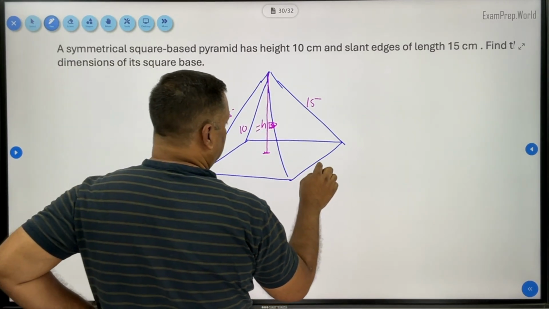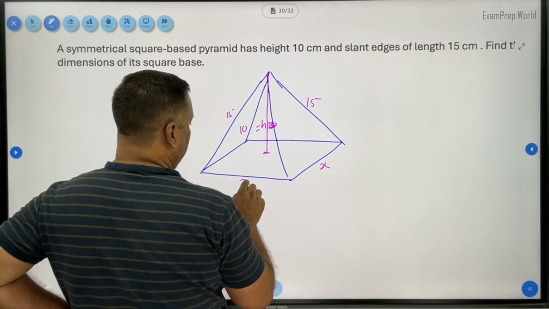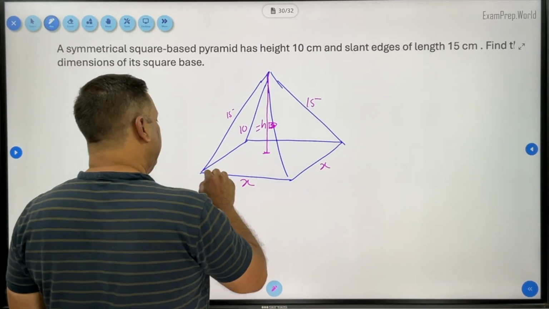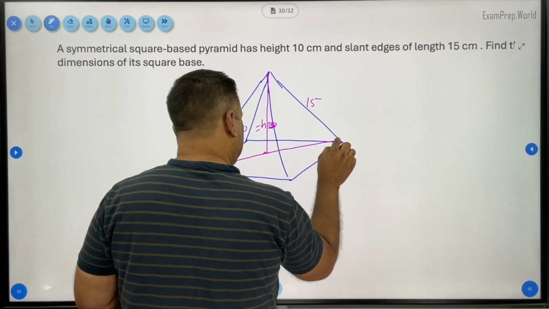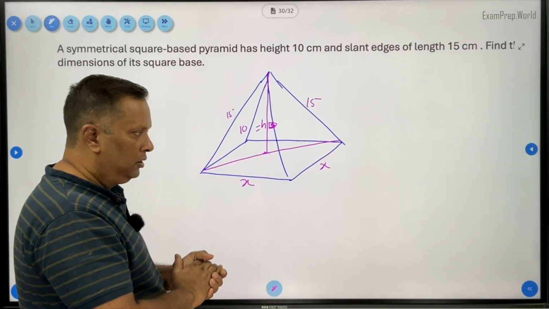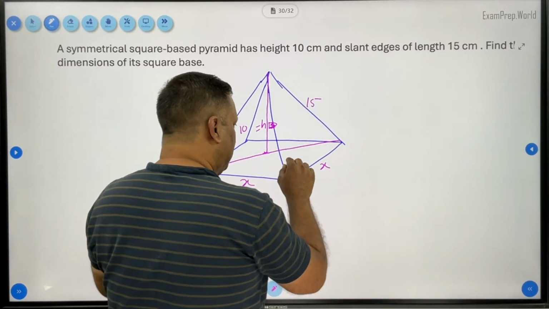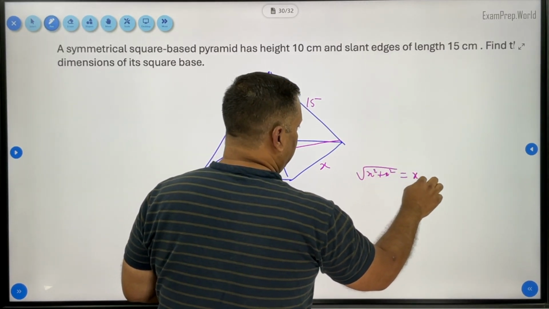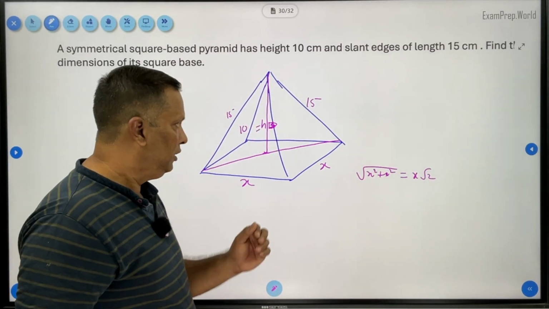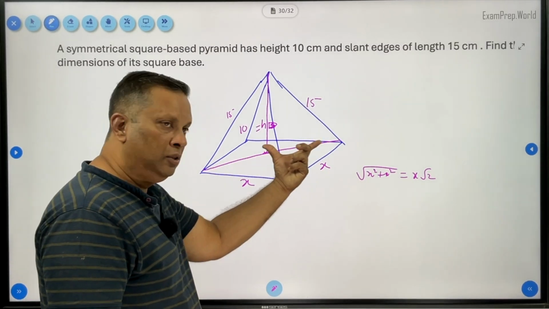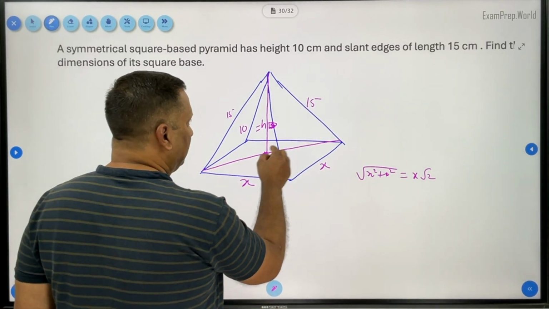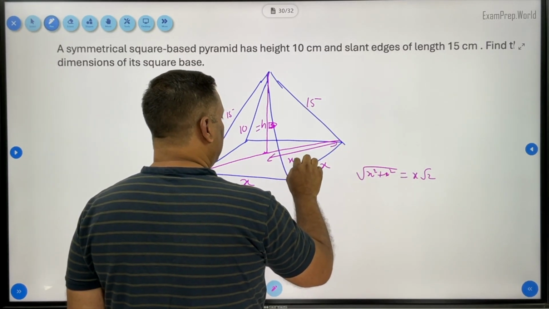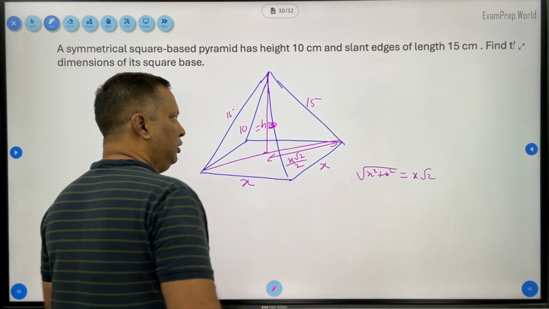We don't know the dimension, so first let us put it as x. Now if I join this line, the diagonal of the square is root of x square plus x square, which is x root 2, right? This whole thing is x root 2. Now how much is half of this, from here to here? x root 2 divided by 2.